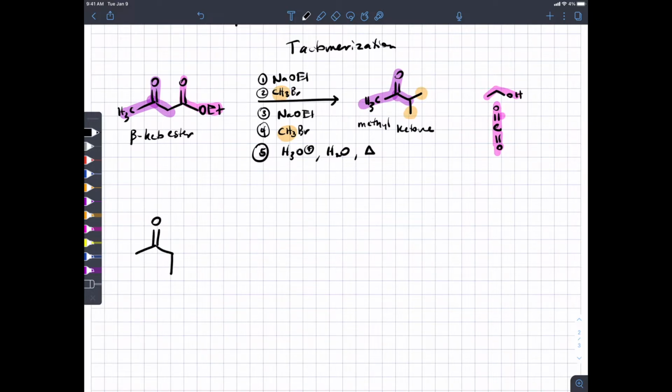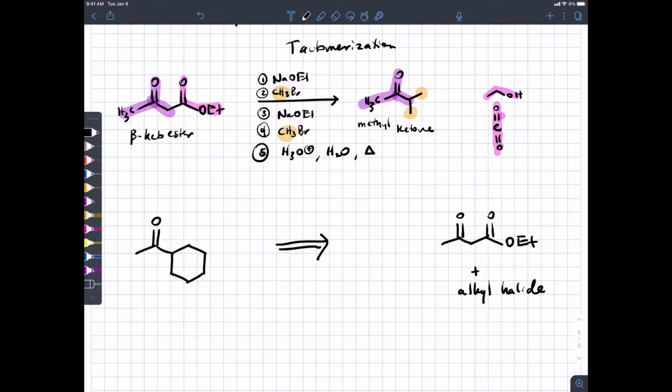I'm going to draw for you a product, and you have to make it from this starting material plus whatever alkyl halide you want. Now you'll notice in the product there is a ring. And I did that deliberately because I know that rings scare you.